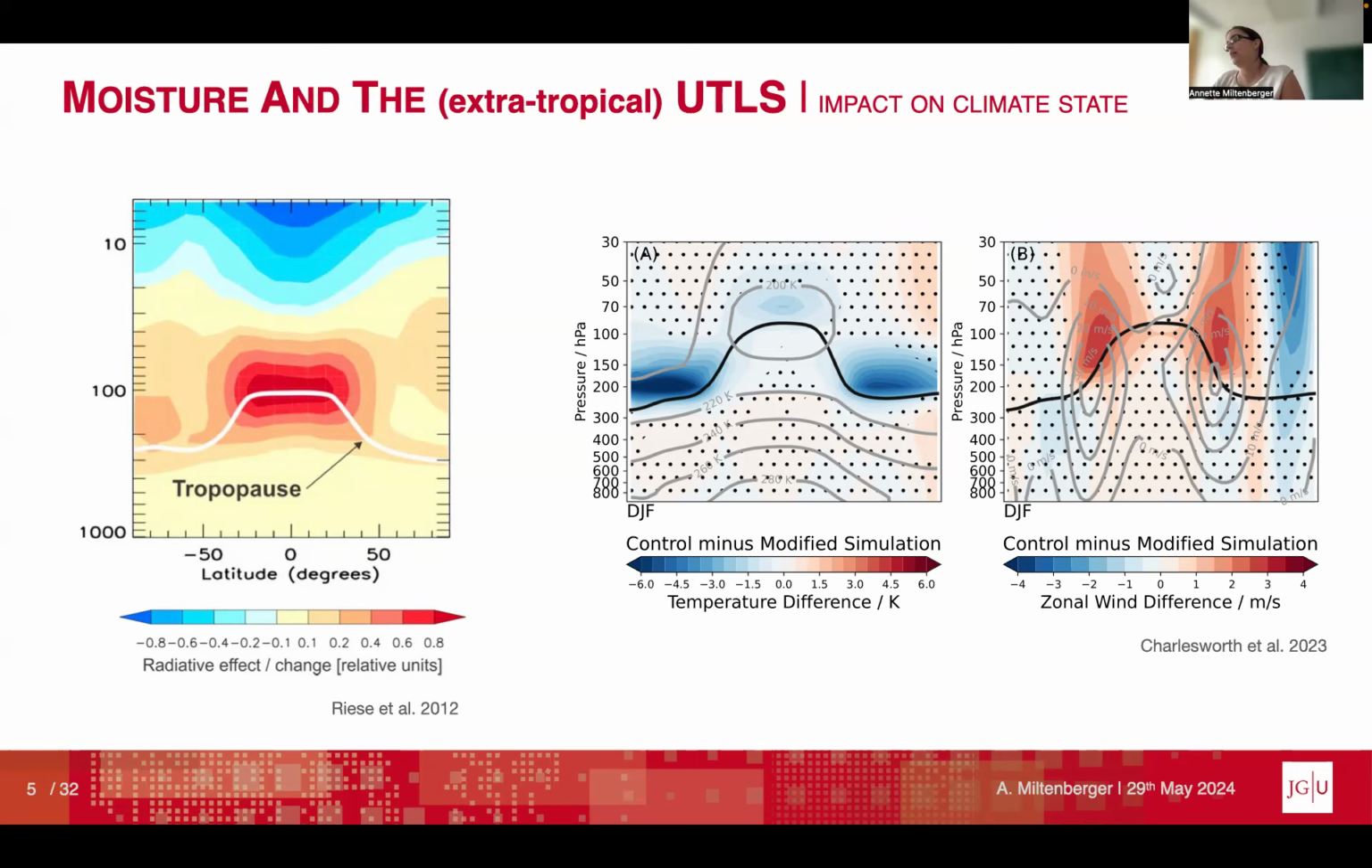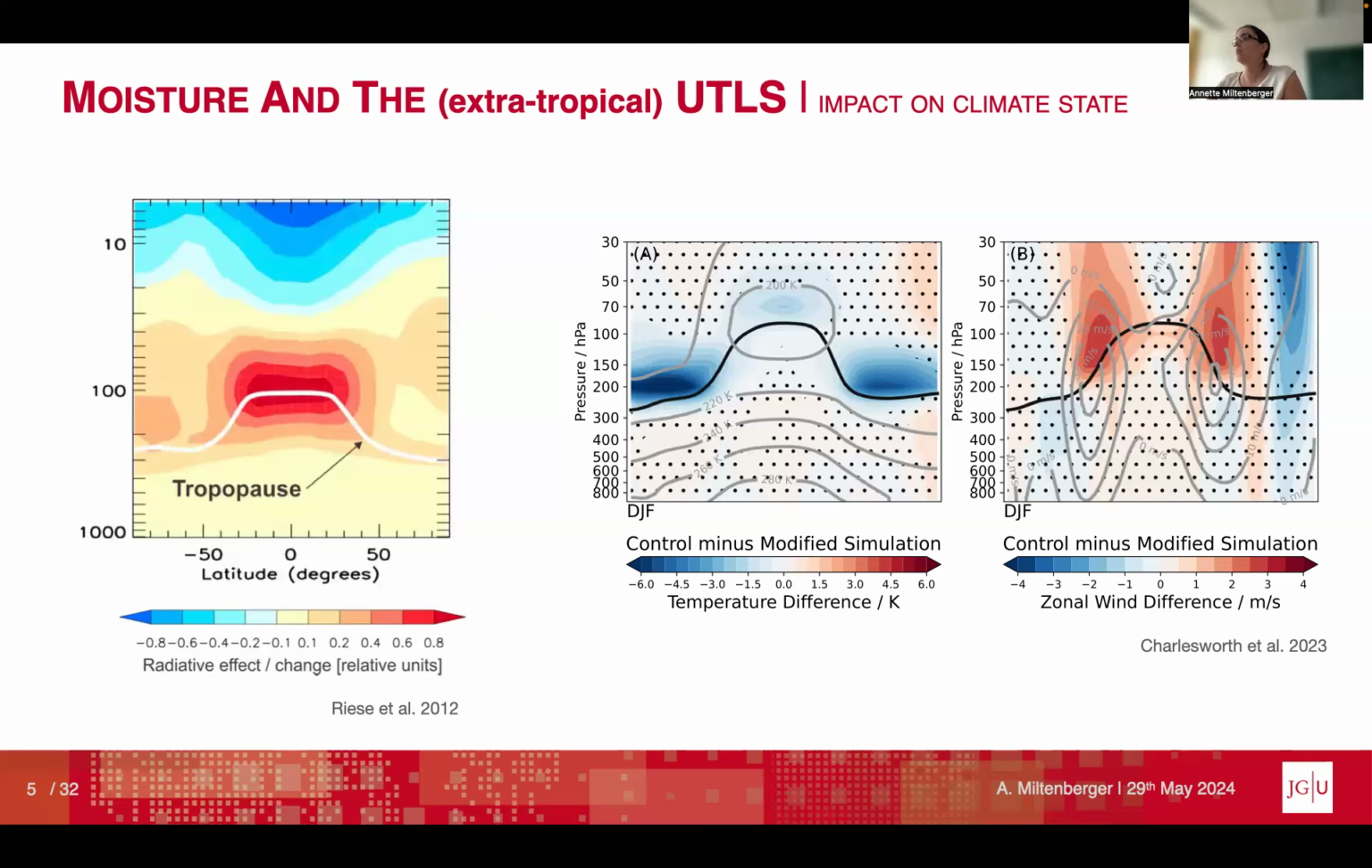A more recent paper from last year by the group of Felix Plöger also showed with some model experiments that if you fix this bias in the UTLS humidity, that has implications for the temperature profiles, but then also the strength of the jet, for example, which you can see on the right-hand side. So this is an area that seems to be really sensitive, and therefore it's of so much concern if we get humidity in this layer wrong.